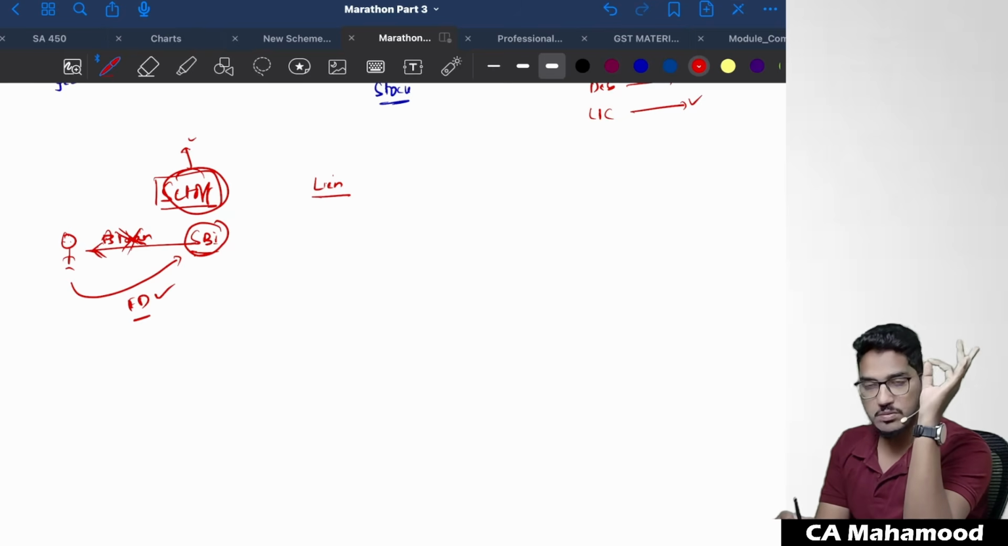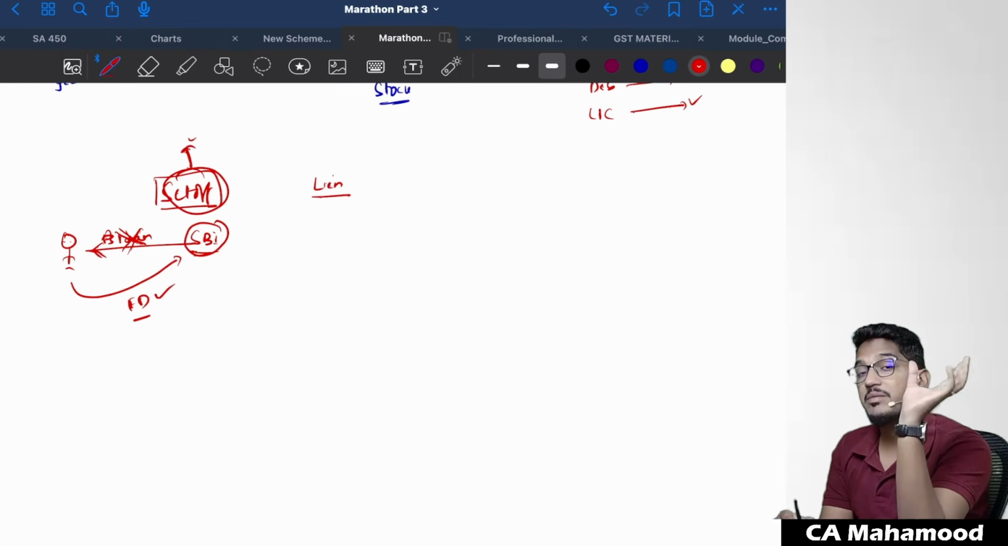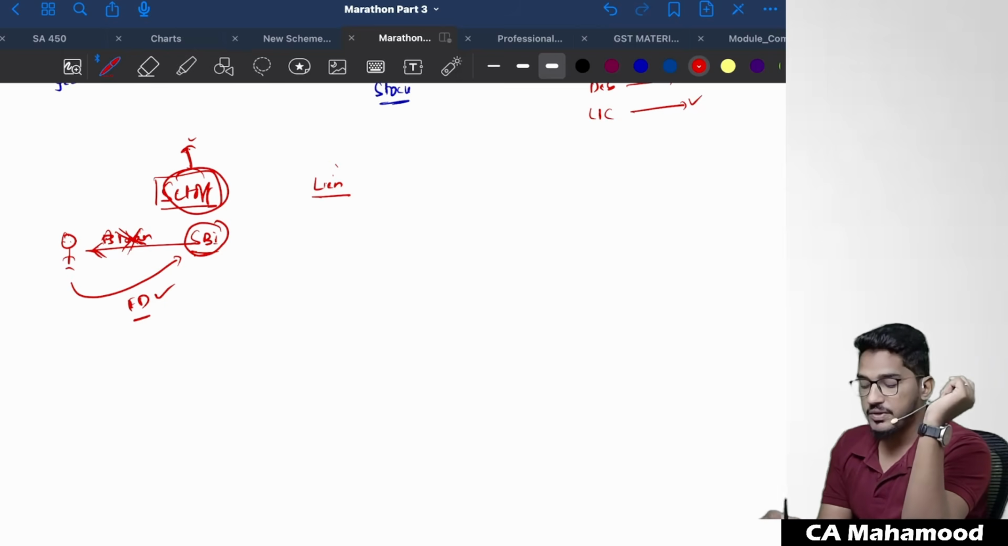So you tell me, is it mode of creation of security? No. See, set off will happen after the loan has been given. When the payment is not received, then the banker will exercise set off. That means it is actually a mode of settlement. It is not a mode of creation of security. But in the ICS study material, as I have told, they have added this also under mode of creation of security only.